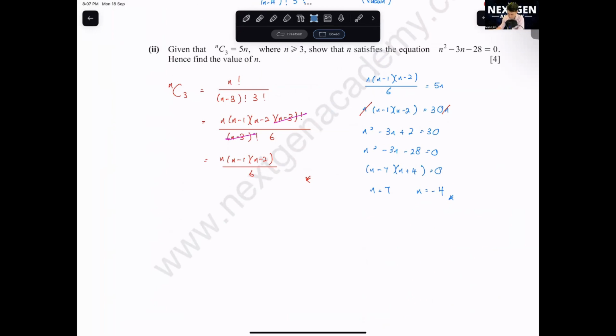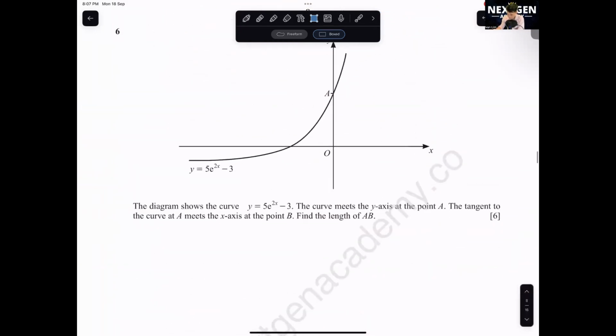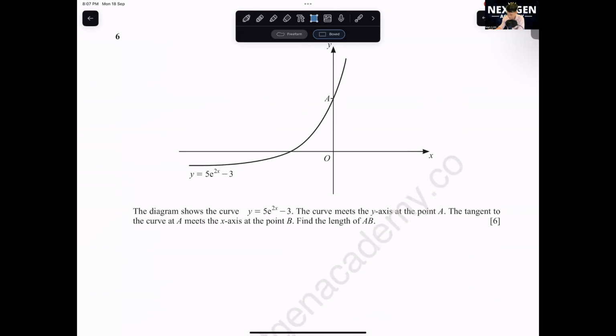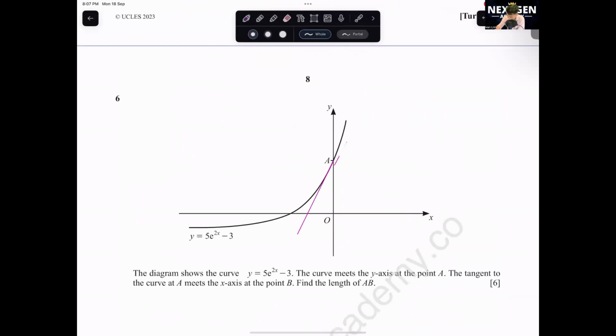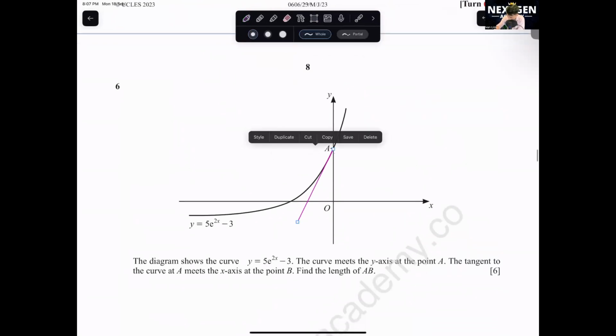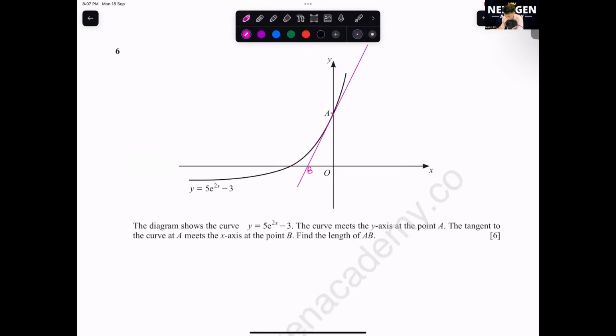Okay, let's go to question 6. The diagram shows the curve y equals 5e^(2x) minus 3. The curve meets the y-axis at the point A. The tangent to the curve at A meets the x-axis at point B. Okay, so if I have to draw, here I've got a tangent, and then it meets at point B. Find the length of AB.